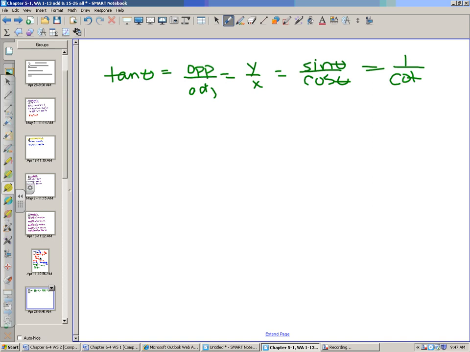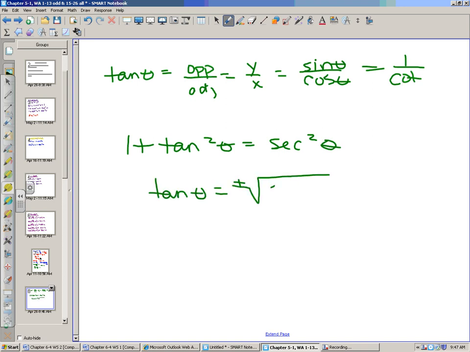Yes, you should also know that tangent is going to be equal to plus or minus the square root of secant squared minus 1. That's another definition of tangent, because that's given off of what? It's right off of your identity. That's another definition your brain should immediately go to. Do we understand that? Okay?